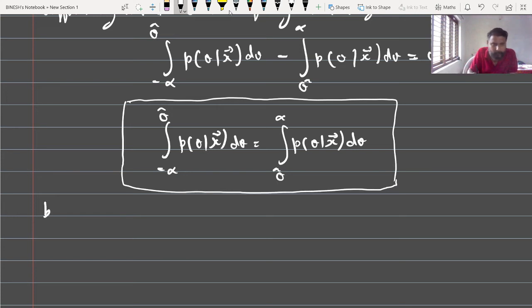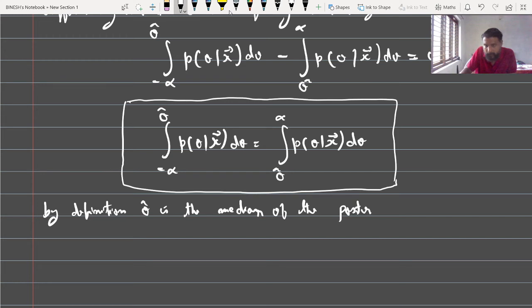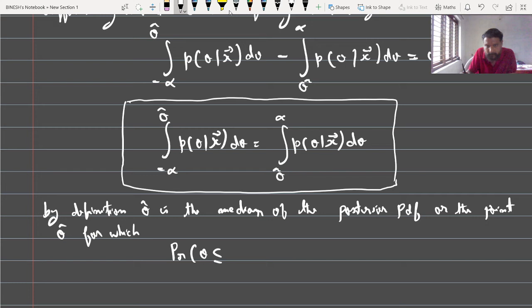So by definition, theta cap is the median of the posterior PDF, or the point theta cap for which the probability of theta less than or equal to theta cap given x should be equal to 1 by 2.